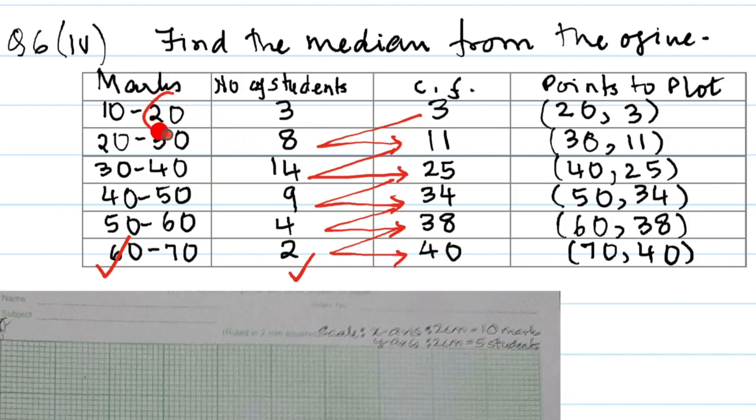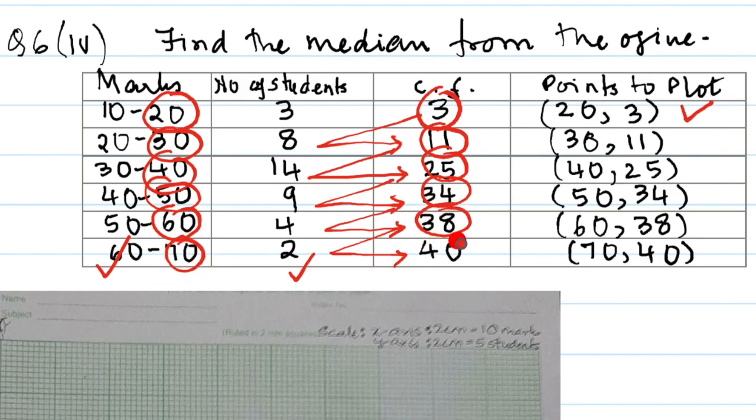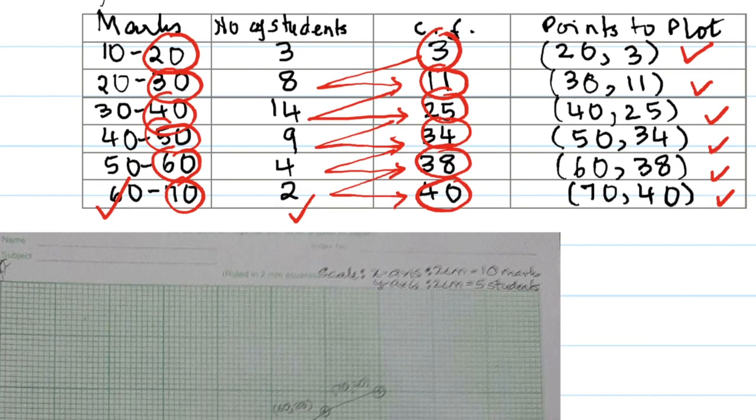Now we take the upper limit and the cumulative frequency and we plot the points. So the points to plot will be 30, 11; 40, 25; 50, 34; 60, 38; and 70, 40, which is what we have written here. Now let's look at the graph.